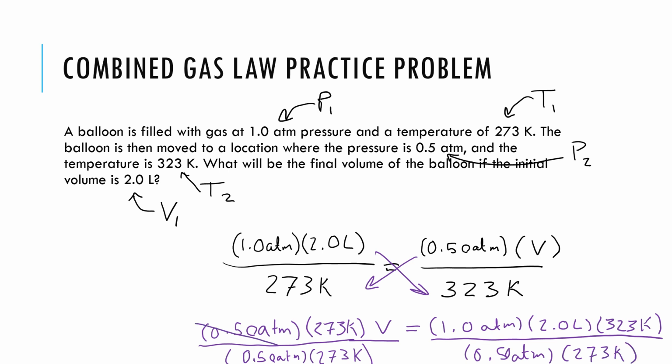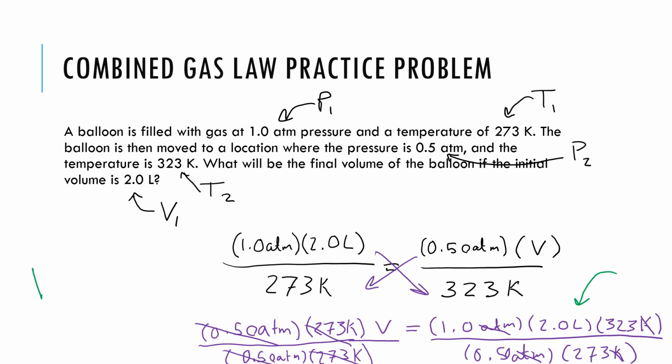Now, over here, these cancel out because we've divided by the same number, so we have V on a side by itself. But before we calculate this, I'm going to show how the units cancel out. Our atmosphere on the top and bottom cancel out. Our Kelvin is on the top and bottom, and those cancel out. This liters is the only unit left.